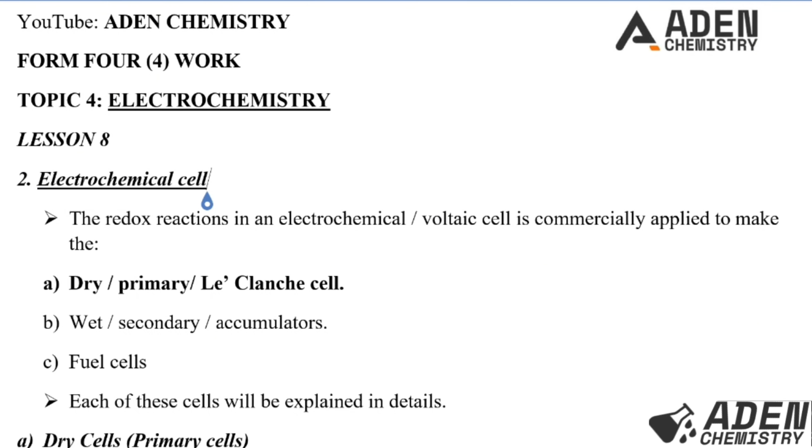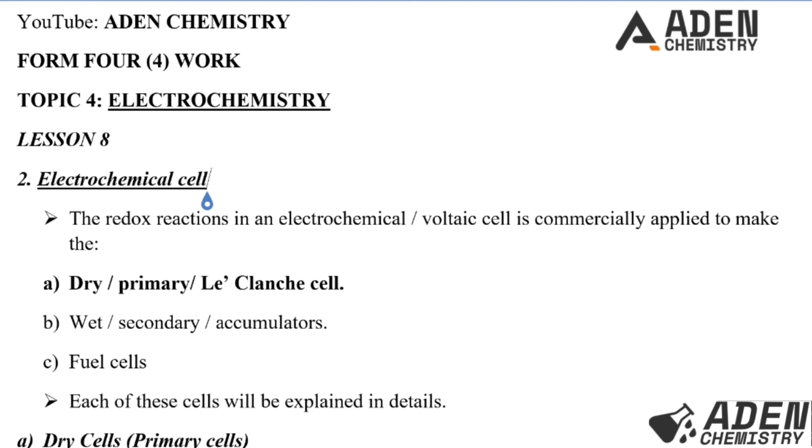Hello students, welcome. Previously, lesson 7, form 4, topic 4, we were dealing with the mixed concept on the uses of the standard electrode potentials. So today, lesson 8, we are still on electrochemical cells, and we are going to see the applications of the electrochemical cells, or the voltaic or galvanic cells.